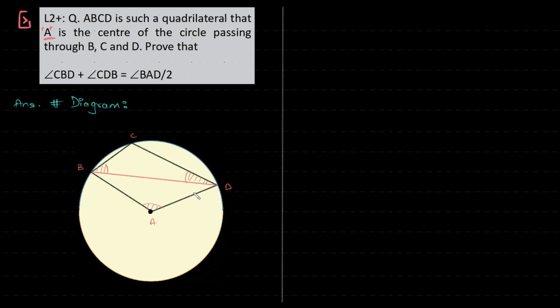Okay. So how they are related is something that you guys have to start thinking about. I'll give you guys clues as and when we go. So first thing is, I will talk about this angle as 2 theta. So to begin with, we have to write "to prove". What is it that we need to prove? We have angle CBD plus angle CDB is equal to angle BAD by 2. Then we have the proof, which begins with: let angle BAD be equal to 2 theta.